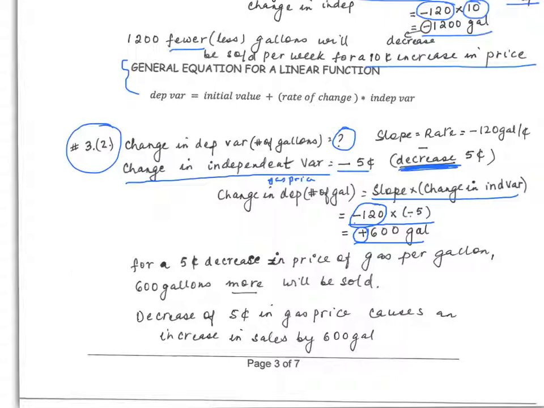So the change in the dependent variable, which is the number of gallons, is equal to 600 gallons, which means for a 5-cent decrease in the price of gas per gallon, 600 gallons more will be sold per week. So more gas, and how much more? 600 gallons more will be sold in a week for a 5-cent decrease in gas prices.